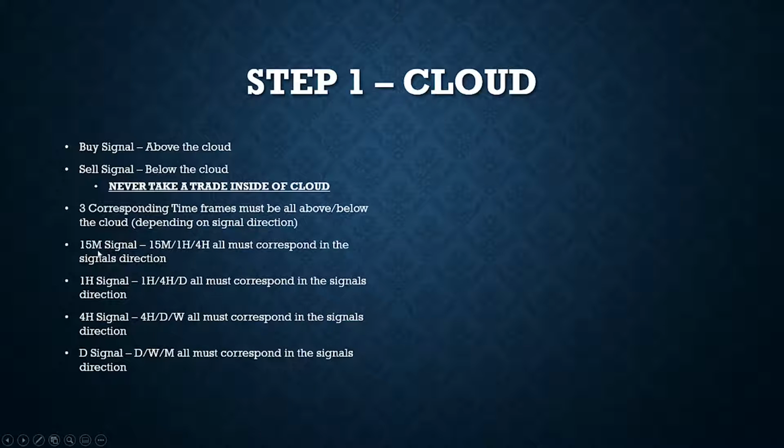So as you can see, all we are doing is when we get a signal from a certain time frame, whether it's a 15-minute, a 1 hour, a 4 hour, or a daily, we are paying attention to that time frame plus the 2 above it. So 15-minute and then the 2 above it. 1 hour, 2 above it. 4 hour, 2 above it. For a total of 3 time frames being looked at in regard to the cloud direction on this first step.